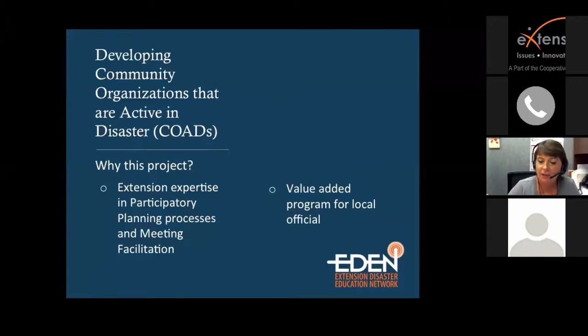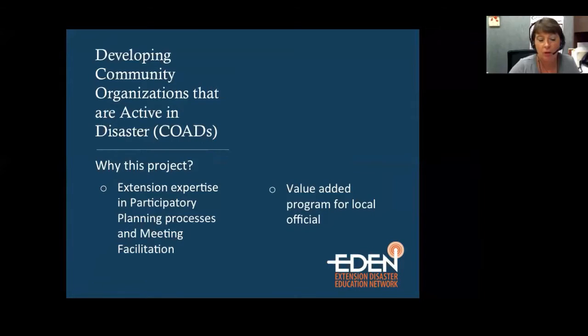The second reason is most of us within Extension receive some amount of our funding through our local counties and states, and this program is a value added. What can we do to help our local counties and governmental entities function a little bit better, especially in the realm of disasters?